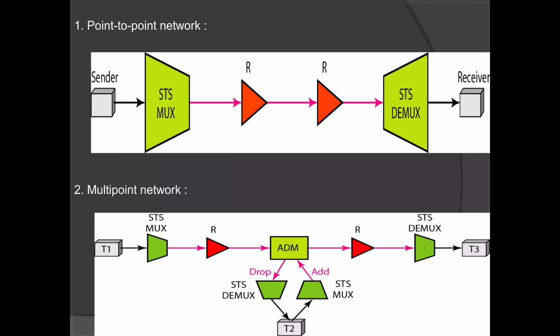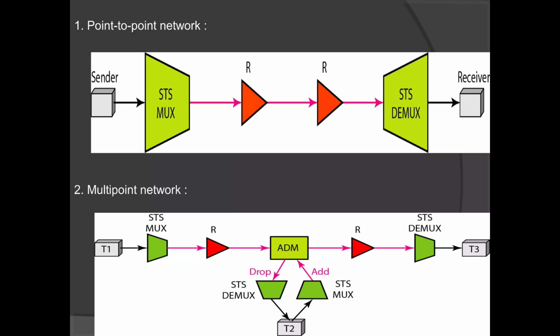When we are sending multiple signals at a time, after the signal is sent to a synchronous transport system, the signal regenerates. After regenerating, it goes to the ADM, which means add or drop multiplexer. At that time a signal may drop, which means it is converted by the DMX. Then some extra electrical signals are added to it. Then again it is regenerated and goes to the receiver. This is what happens in the multipoint network.